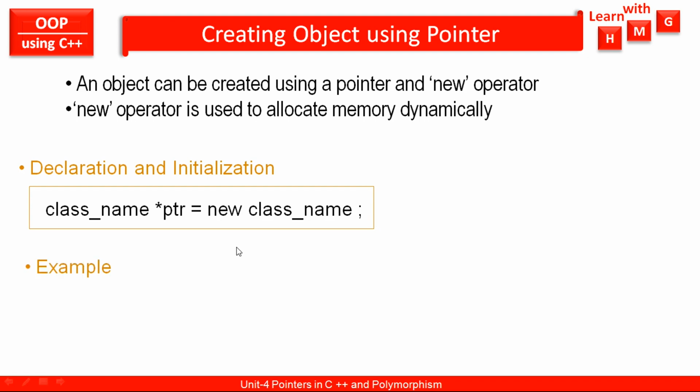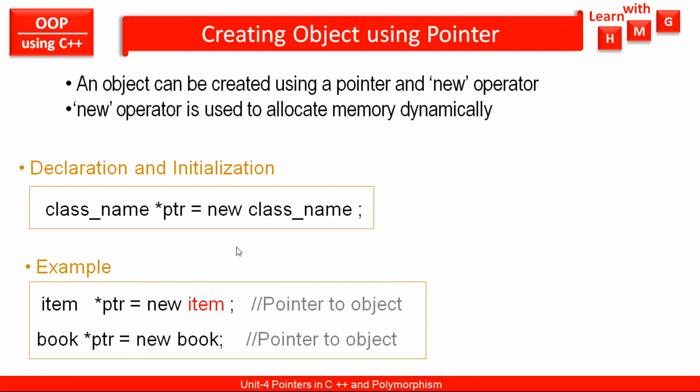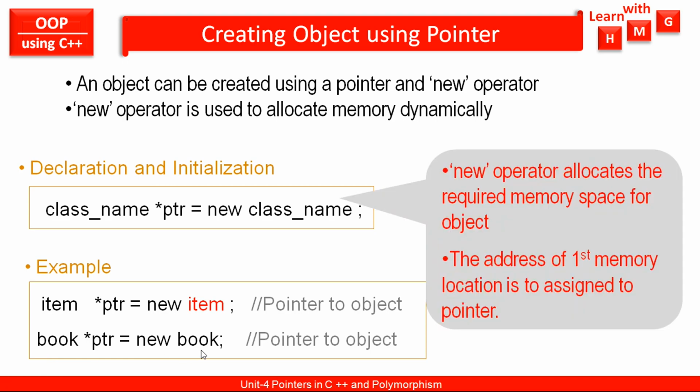Example of creating an object using a pointer: item star ptr is equal to new item. Here item is the class name, and again the new operator will allocate the memory for an object of the type item, and the address will be assigned to the pointer, and the pointer will point to an object of the type item. In the second example, the pointer will point to an object of the type book. So here the new operator allocates the required memory space for an object.